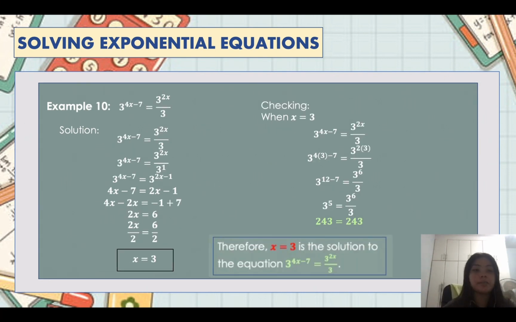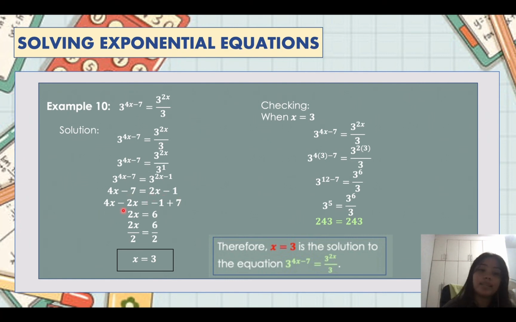Number 10. 3 raised to the power of 4x minus 7 equals 3 raised to the power of 2x over 3. Now, the first step we will do is to find a way so that its bases will be equal. Thus, we have a result of 3 raised to the power of 4x minus 7 is equal to 3 raised to the power of 2x minus 1, because this is considered to have an exponent of 1. Thus, we just subtract it here, right? Now, since it has the same base, we then bring down its exponents. So 4x minus 7 equals 2x minus 1.